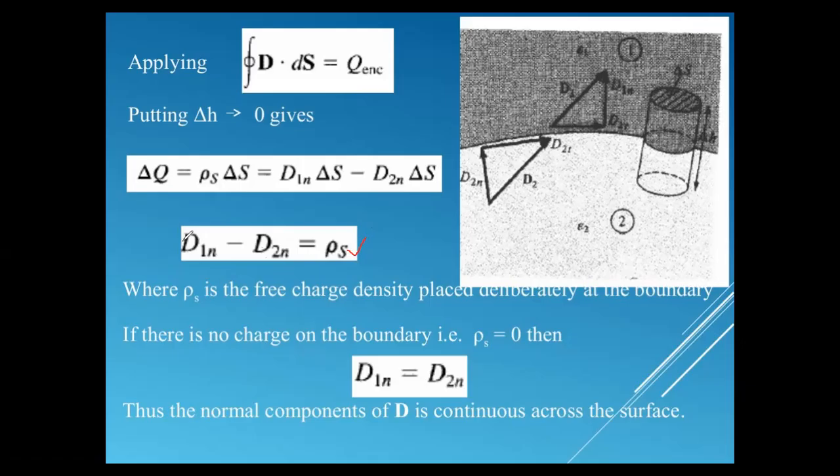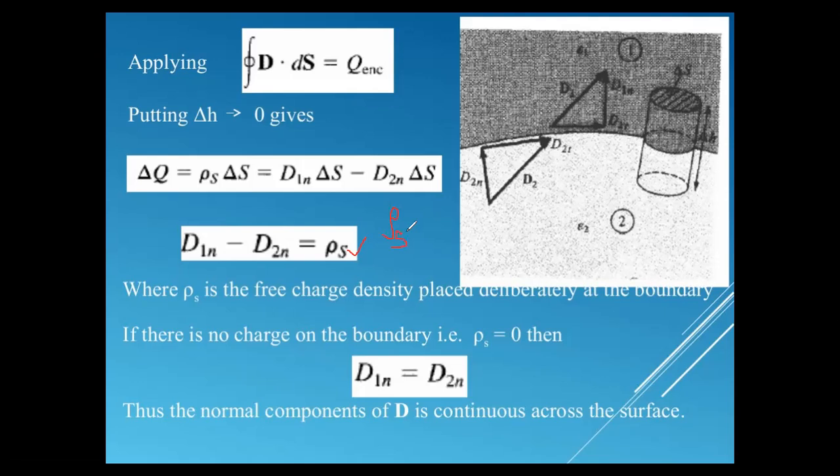This is the normal component: D1n minus D2n is equal to rho s. But suppose the boundary is a charge free region. For a charge free region, what will be the value of rho s?